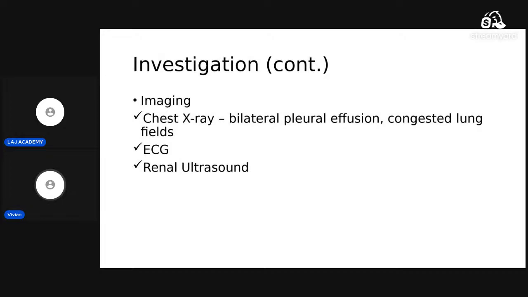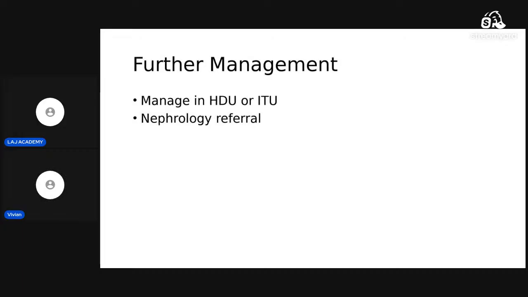So ideally, with the investigation findings in this patient, it's tilting more towards AKI because of the serum creatinine ratio, which I'll talk about much later, and the hyponatremia, hyperkalemia, and metabolic acidosis. So for this patient, she'll be managed in the high dependency unit or intensive treatment unit. I would also send a referral to nephrology.